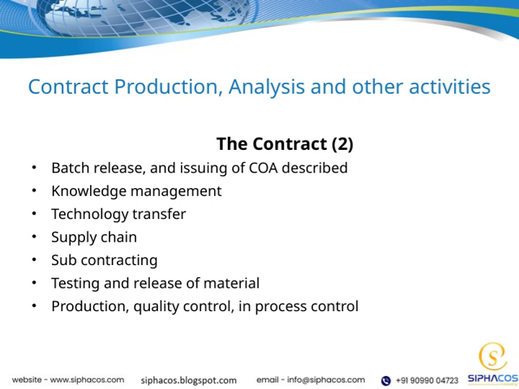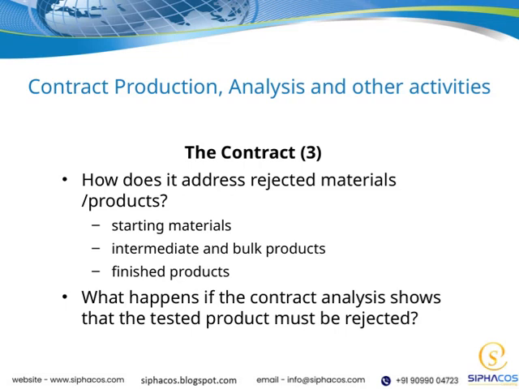Now, let's look at how the contract addresses rejected materials or products. Starting with the different stages, we have starting materials, intermediate and bulk products, and finished products. Each of these stages has specific protocols in place for handling situations where a product doesn't meet quality standards. If, during contract analysis, we find that a tested product must be rejected, there are clear procedures to follow. This can involve quarantine, investigation, and determining the cause of rejection. The contract also covers activities related to production and analysis, ensuring that everything is documented and managed properly.